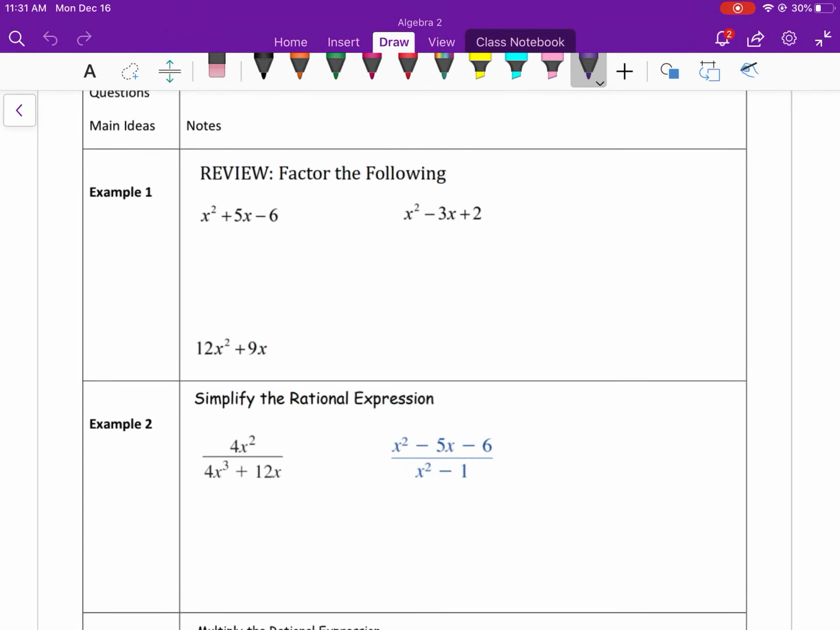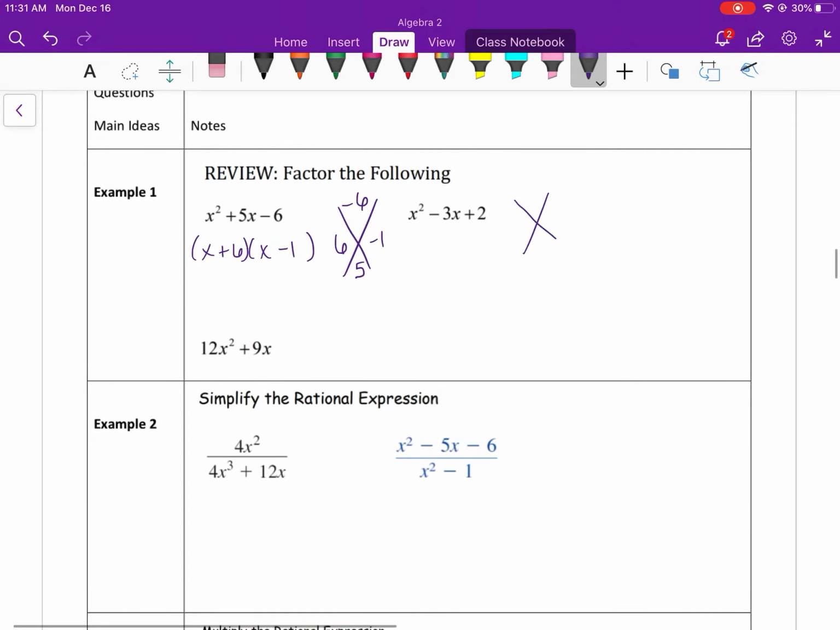So for a simple trinomial like x squared plus 5x minus 6, I call it simple because the leading coefficient is 1. You know it's going to be x times x to get x squared. So then you just have to find what multiplies to negative 6 but adds up to positive 5. That'd be positive 6 and negative 1. So your factors are going to be x plus 6 and x minus 1.